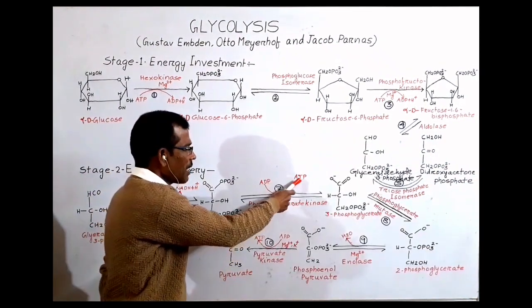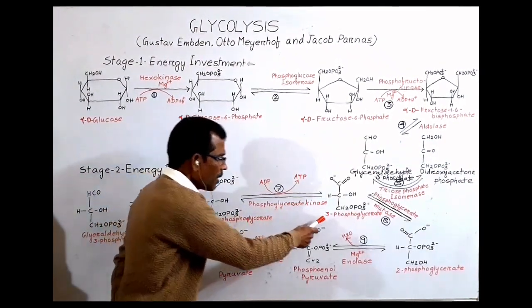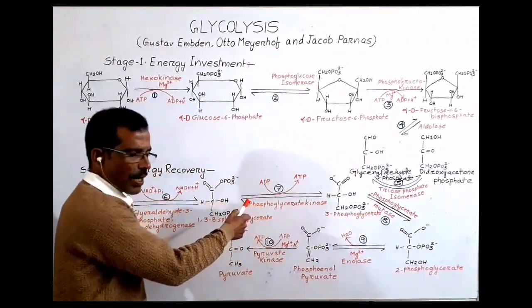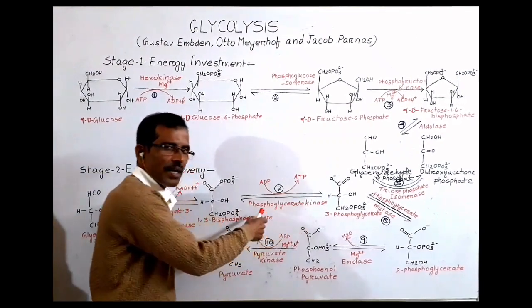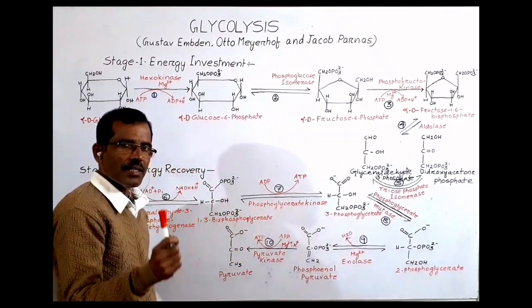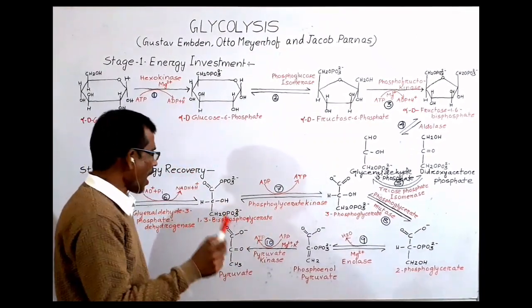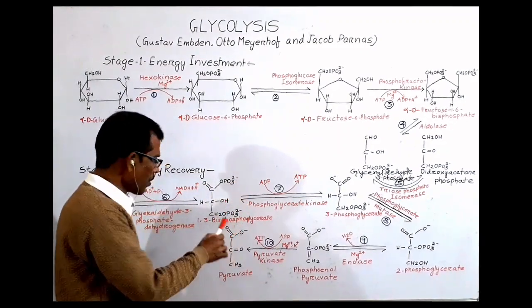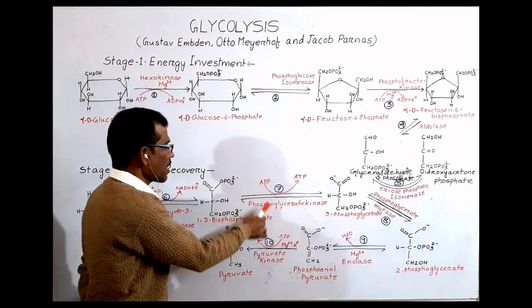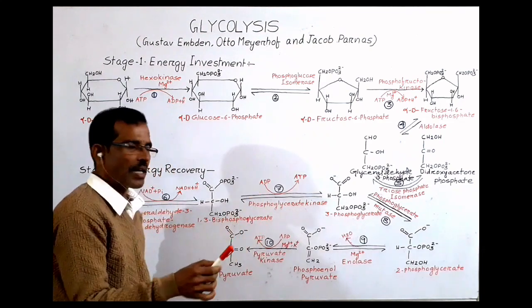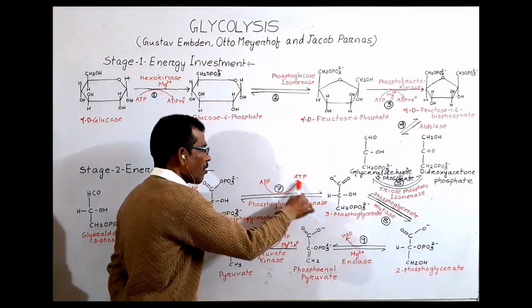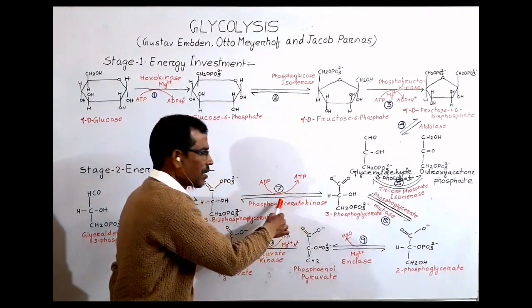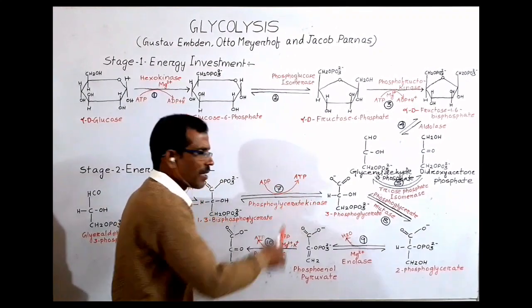Reaction 7 yields ATP together with 3-phosphoglycerate. This reaction is catalyzed by the enzyme phosphoglycerate kinase, which catalyzes the transfer of a high energy phosphate group from the carboxyl group of 1,3-bisphosphoglycerate to ADP, thereby resulting in the formation of ATP. This is the first reaction of glycolysis that generates ATP.